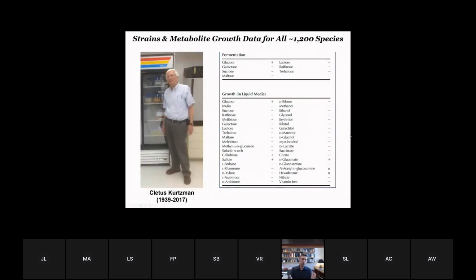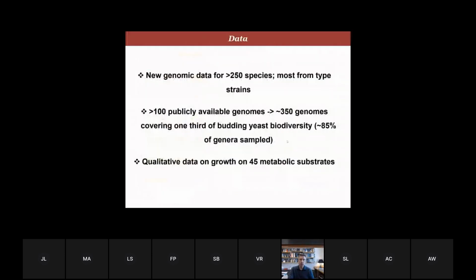And so we can generate a database of qualitative growth data for all of these 1,200 species and have at the same time the genomic information that we sequence as well as the phenotypic metabolic information. And Dana Opulente, postdoc in Chris's lab, has also generated quantitative growth data for about a third of these substrates. So we have for about 20 or so substrates quantitative growth curves on how fast or how slow these different strains grow on these media.